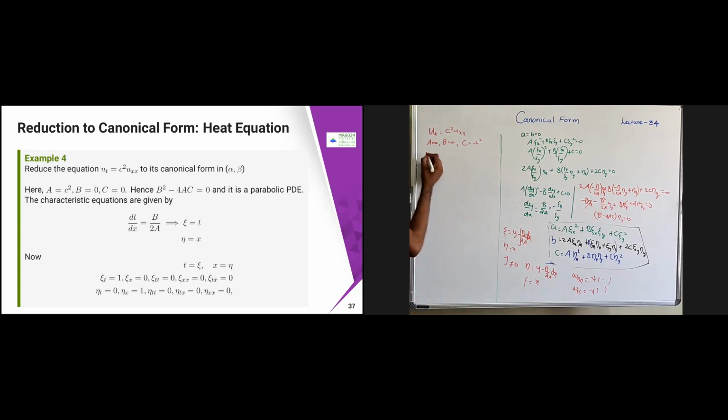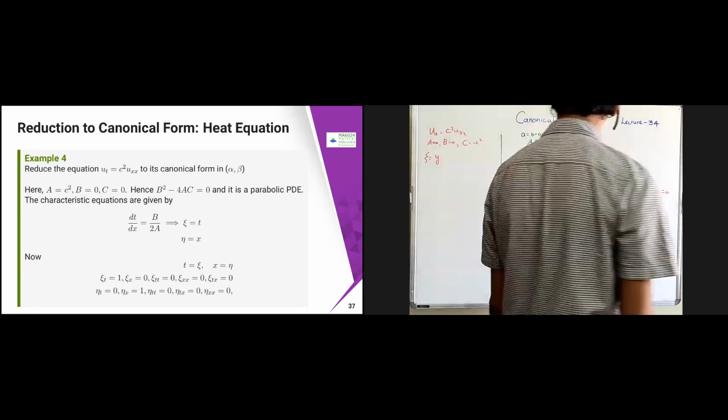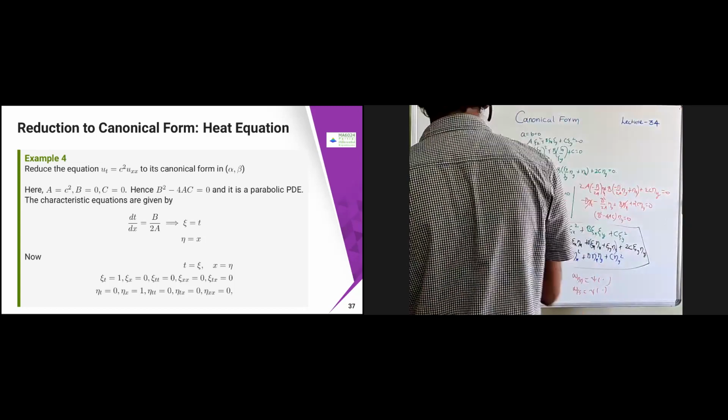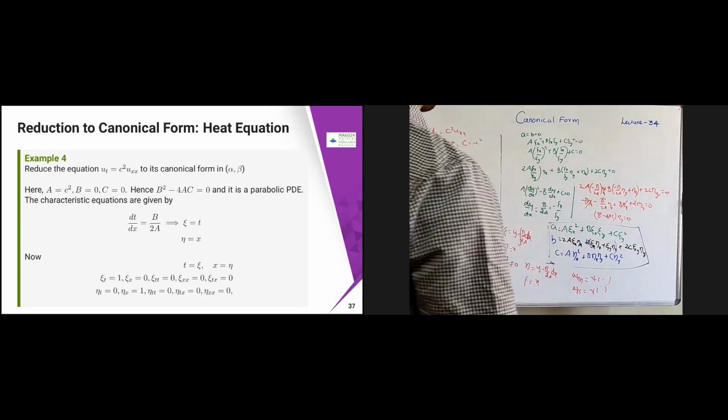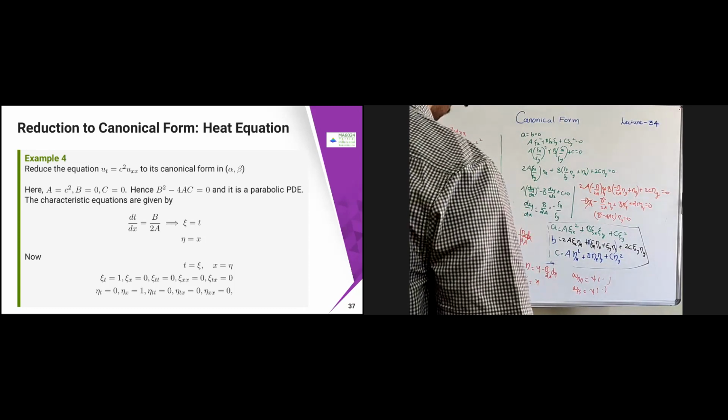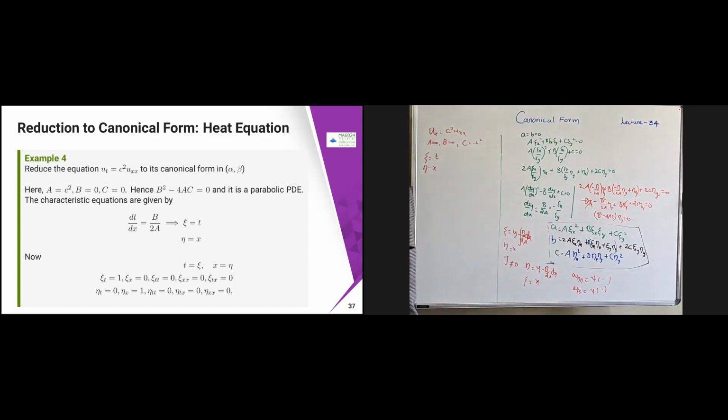Therefore, chi is going to become y minus b by 2a. Already b is 0, so you are going to get chi equal to y. In the place of y here, I have t, so I have two variables t and x. So I have eta equal to x and chi equal to t, or you can choose the other way as well. It doesn't matter. So we get w equal to t and eta equal to x.